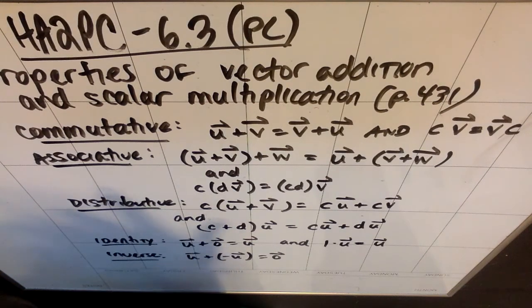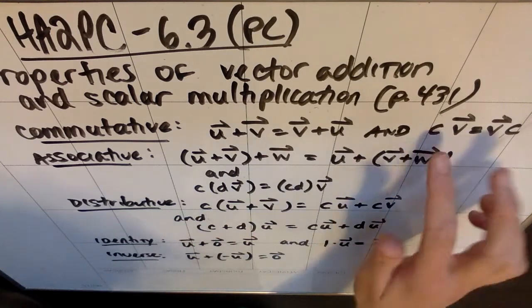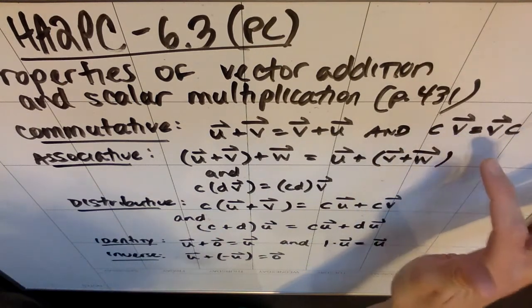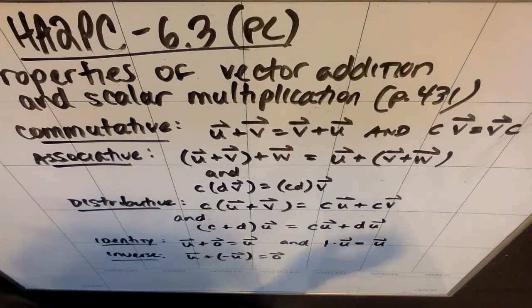And scalar multiplication, meaning multiplying by a non-vector number, like the number 5, is also commutative, meaning that if you do 5 times vector v, it's the same as doing vector v times the number 5. Again, this is not vector times vector. We have not dealt with vector multiplication yet. Right now we're multiplying only by numbers.